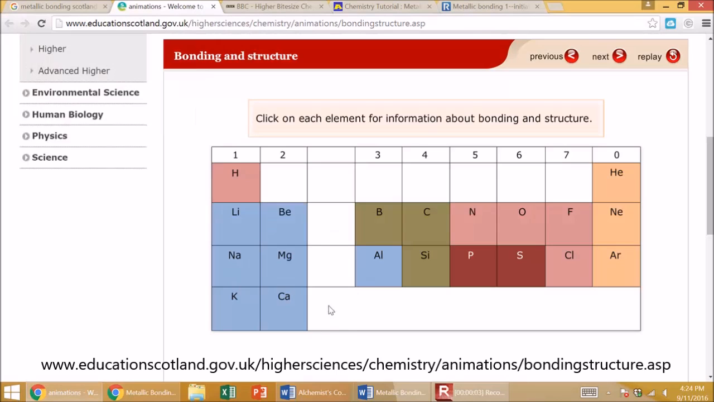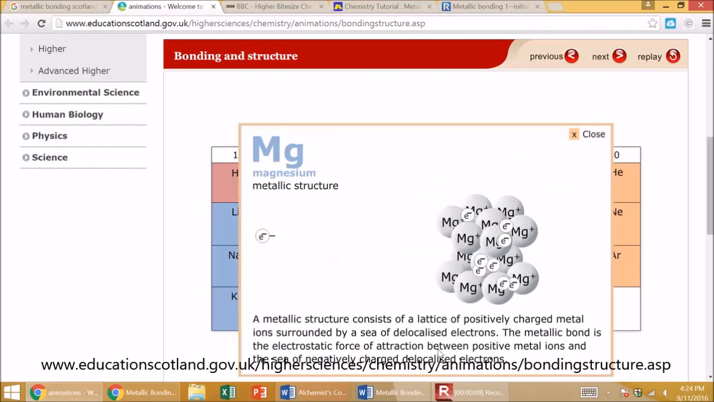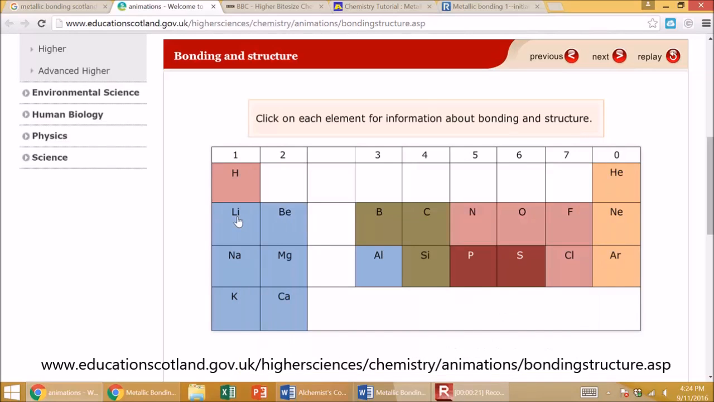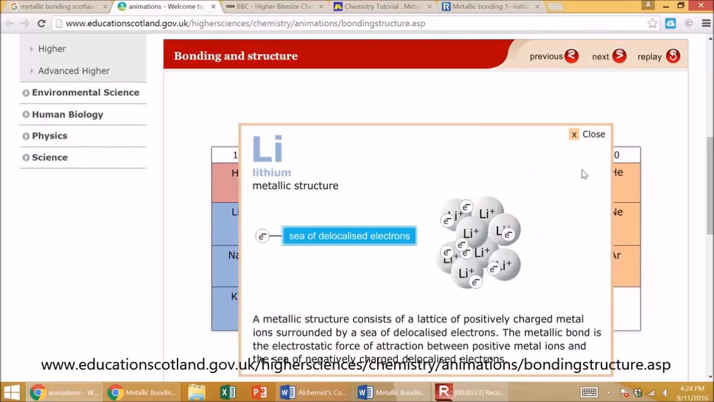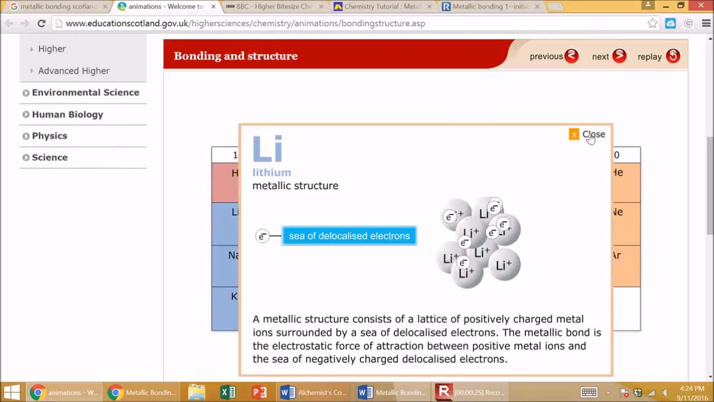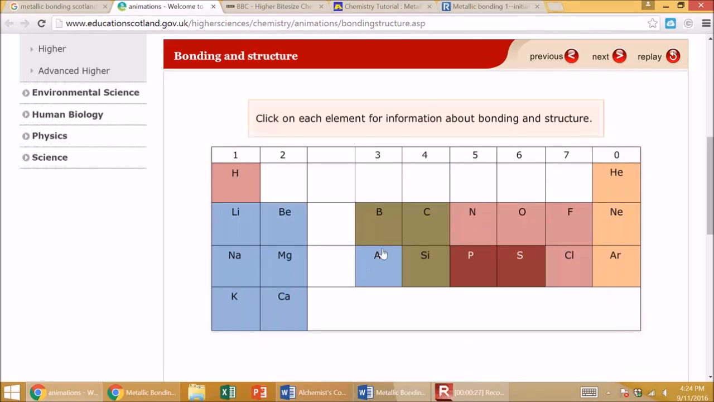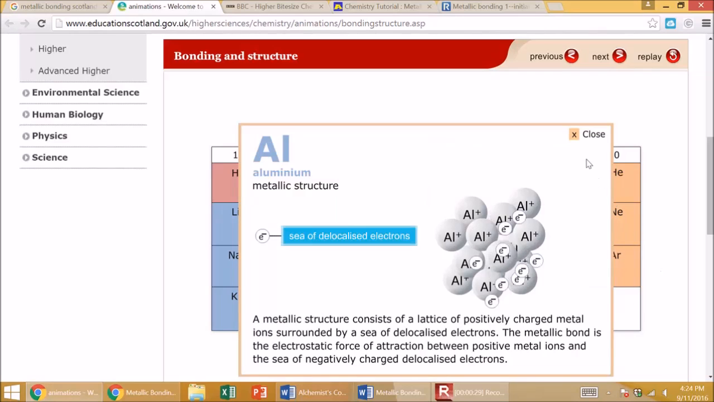We call this metallic bonding because all the elements that are metals look like this. I'll click on magnesium, for example, and you see here are these mobile electrons, sometimes called a sea, an ocean of delocalized electrons. Lithium is also a metal. You see a very similar picture. Aluminum. These all have a similar type of bonding.